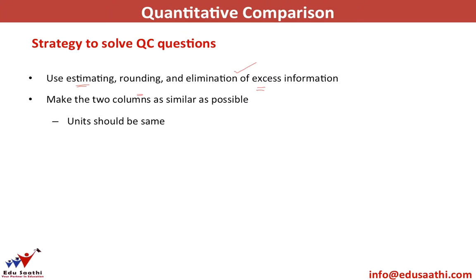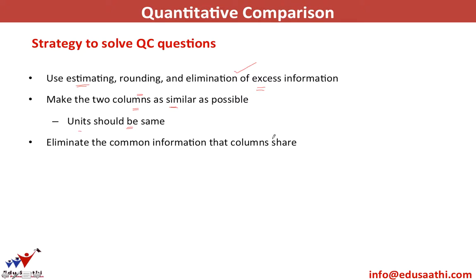For example, you'll have to make sure that the units in both the columns should be the same. Also, if one of the answer options is a fraction and the other one is a decimal, try to convert both into decimals or both into fractions so as you get an easy comparison for both of them. If the two columns look similar, it is easier for us to solve the question. Eliminate any information that the columns share.